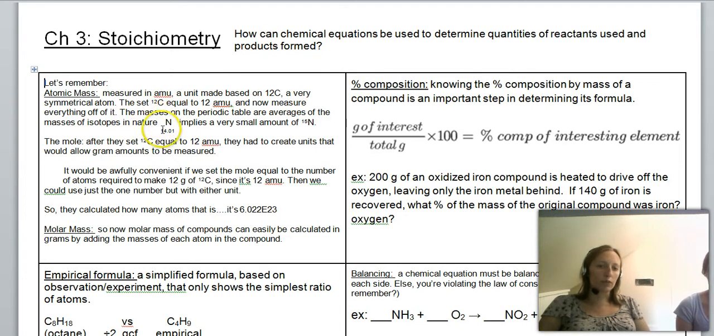So for example, if you've got nitrogen with the 14.01, you can infer that most nitrogen is nitrogen-14, and there's some small amount of nitrogen that's heavier that's got an extra neutron in it, so maybe nitrogen-15, nitrogen-16, that kind of thing.